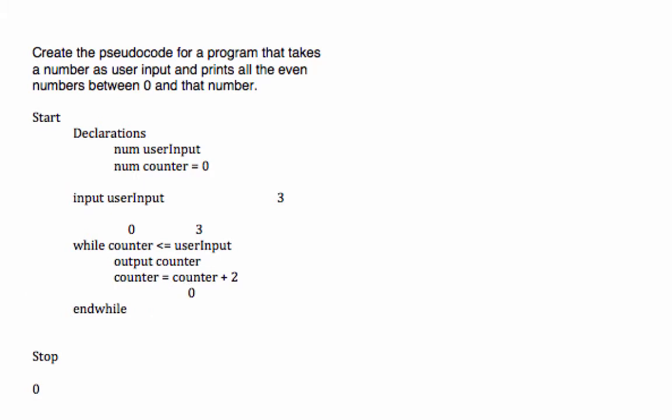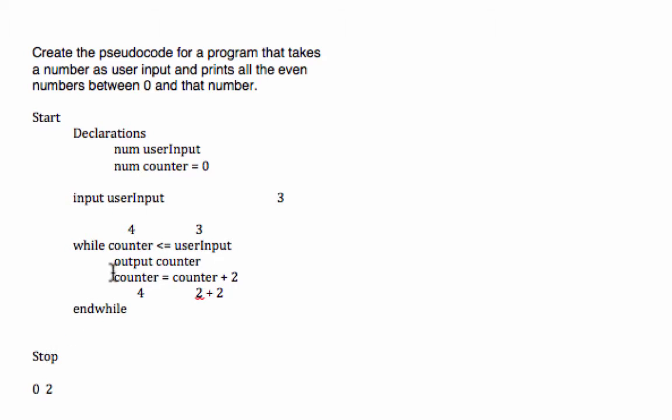Current value in counter is 0, we're going to add 2 to it, and then we're going to store that number back into counter. So counter is now 2. We're going to go up here, 2 replaces the 0. 2 is less than or equal to 3, so we're going to output what's in counter, which is 2. Counter is now 2. 2 plus 2 is 4. We'll go back up here, we'll check the condition. 4 is not less than 3, so our loop will end and we'll end up out of our program.